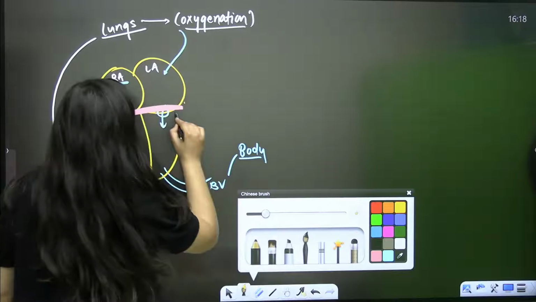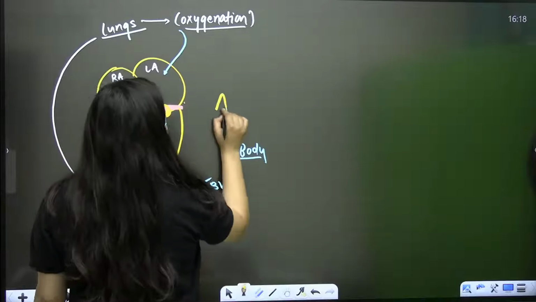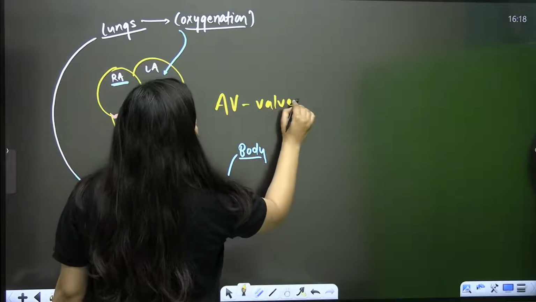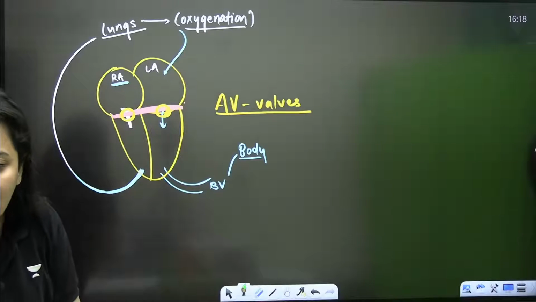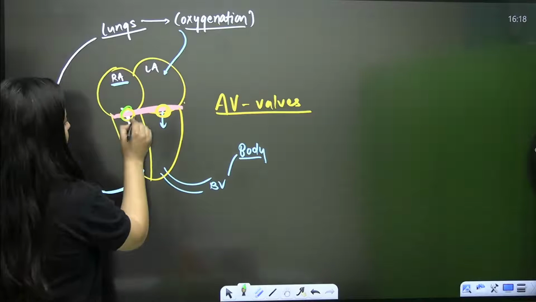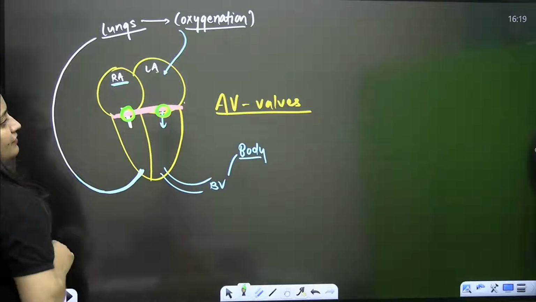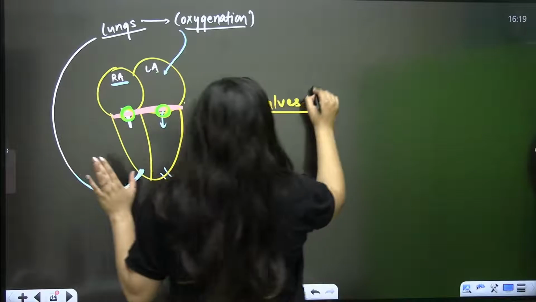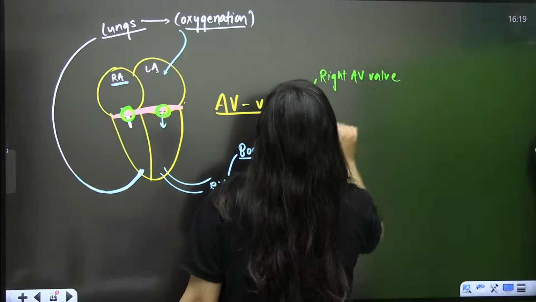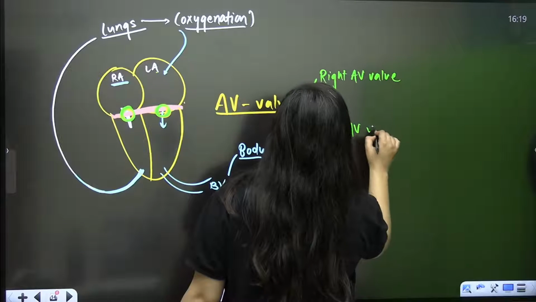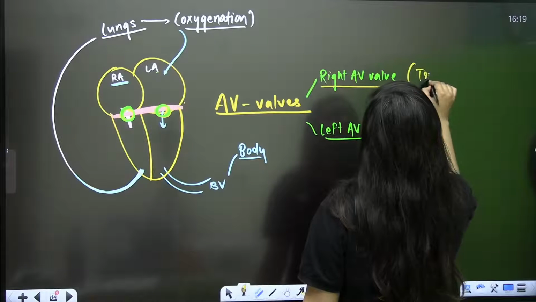But as I said, we need to pass the blood, so here you will see some openings. You call them auriculoventricular valves. They are present in between the right auricle and right ventricle, and the left auricle and left ventricle. So see, write down. Right auriculoventricular valve is there, left auriculoventricular valve is there. And this right valve is also known as the tricuspid valve.